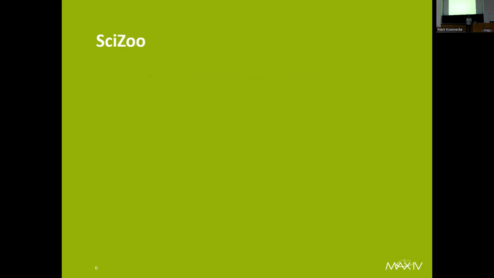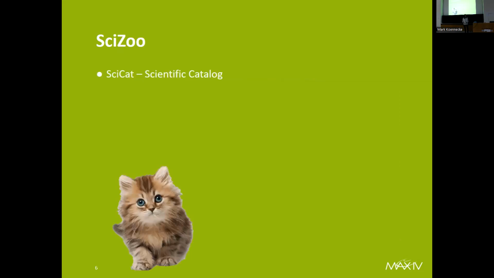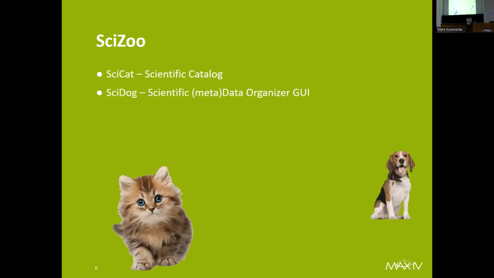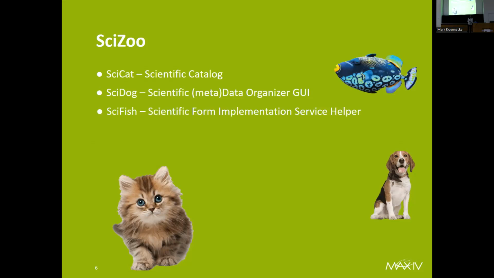So we thought the cat can't be alone, so we decided to design a whole zoo around this. We have the cat, the scientific catalog, but we're not as exotic as in South Africa. So we have a dog, the scientific data organizer GUI, to help with that. Besides that, we also need a fish in our zoo, the scientific form implementation service helper. The acronyms are getting worse at this point.